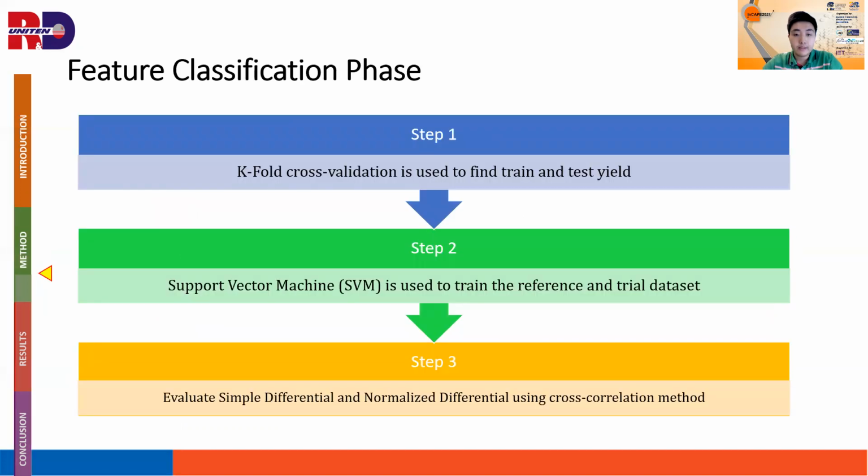For the classification phase, a support vector machine is used as the primary machine learning model. For step 1, k-fold cross-validation is used to fine-tune and test yield. For step 2, SVM is used to train the reference and trial dataset. And lastly, step 3, detection results from the simple differential and normalized differential were evaluated using the cross-correlation method.